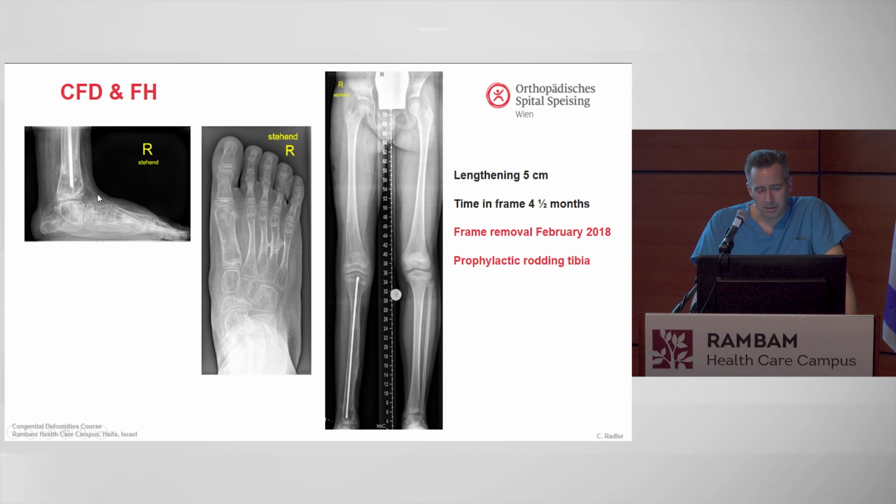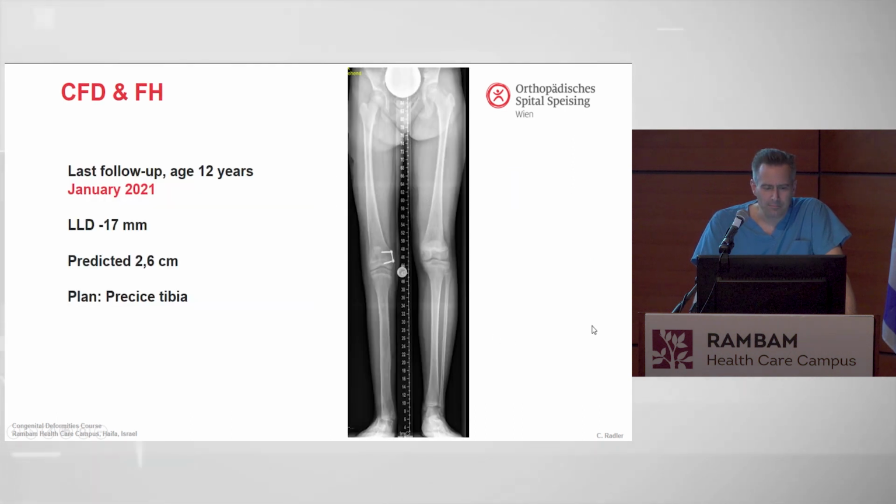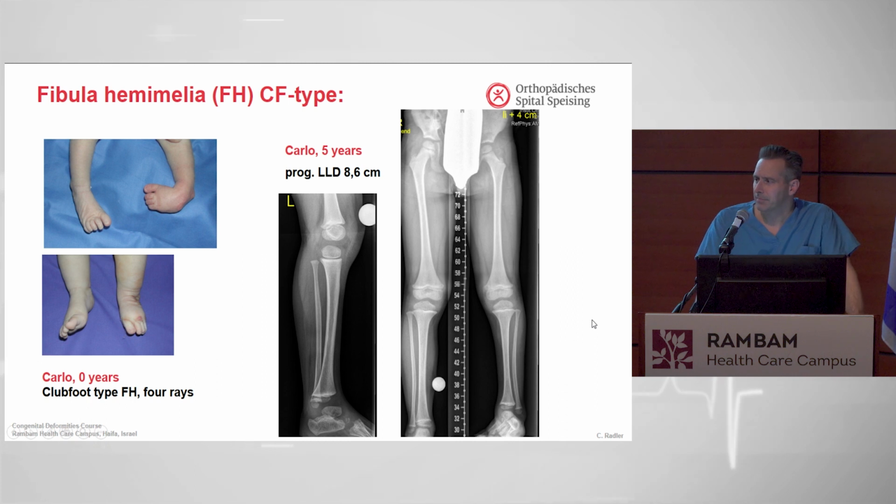The foot looked much better, and it's still not a normal foot, but it's stable, and it's very stable underneath the tibia. And now I also did a rodding for the tibia to prevent fracture. She's now 13 years old, 14 years old, so this was in 2001. And she's predicted to have a 2.6 centimeter Lagrange discrepancy at the end of growth, so she will get a final pre-size on the tibia, most likely beginning of next year.